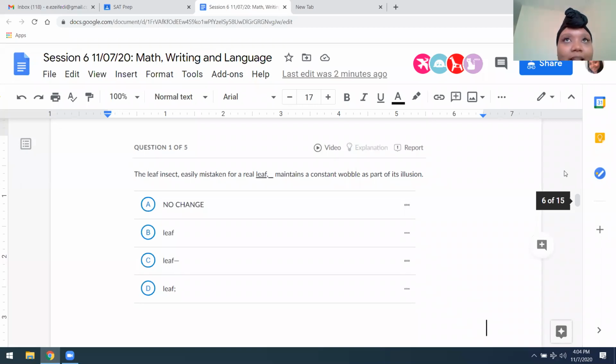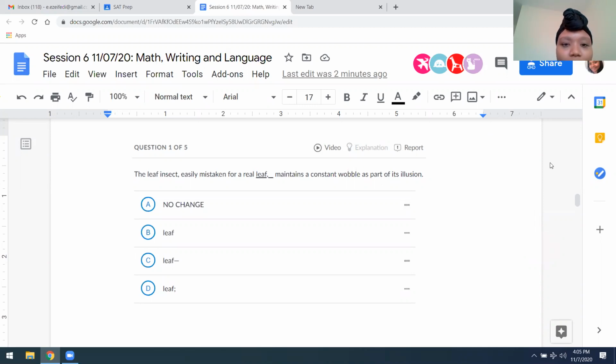So you notice I kind of had to pause right before that comma. If I read it without pausing, it would go, the leaf insect, easily mistaken for a real leaf, maintains a constant wobble as part of its illusion. That kind of sounds weird and not quite correct.